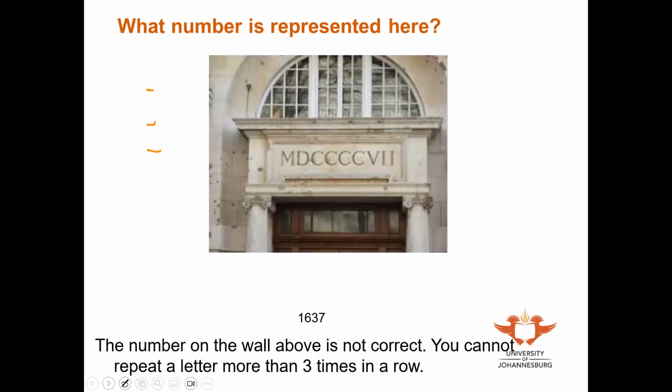Okay. So basically, it's all about the interpretation. What number is represented here? You will see that this number here, can you see I've got C, C, C, C? The number on the wall is not correct because you are not allowed to repeat a letter 4 times. And that's the reason why we don't have a 4,000, because we can't have M, M, M, M. So in this case, this is not correct. And you need to understand that you are not allowed to have 4 letters following each other.